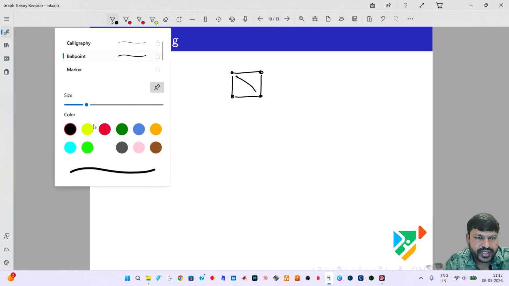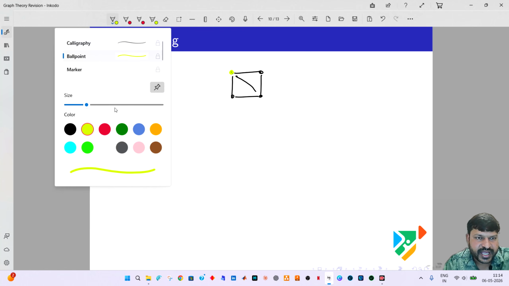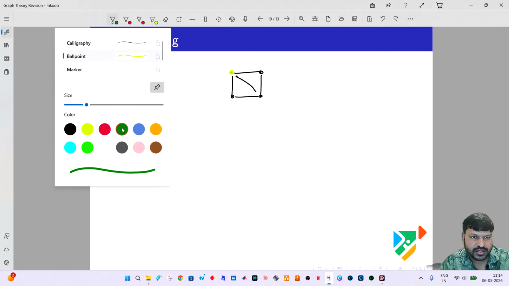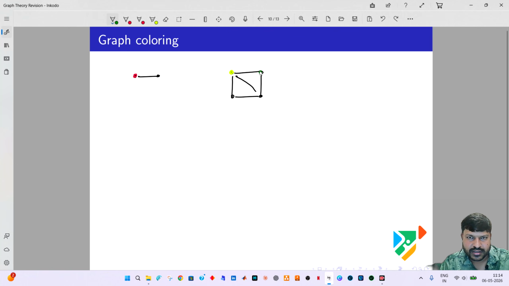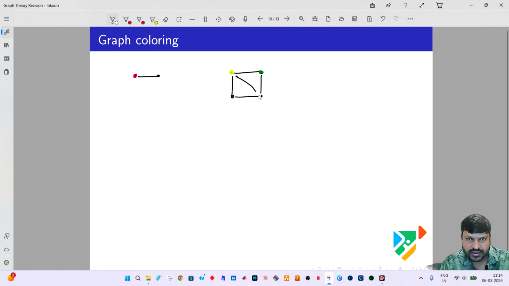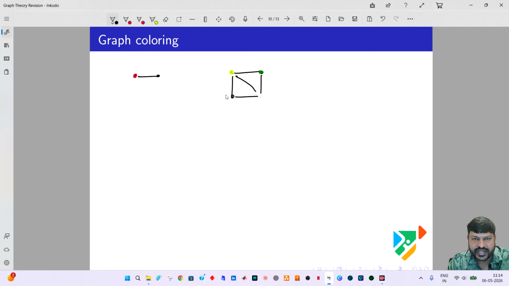So this can be colored using yellow, this can be colored using green, this can be colored using white, and this can be colored using black. So this is the rule you should follow while coloring the vertices.